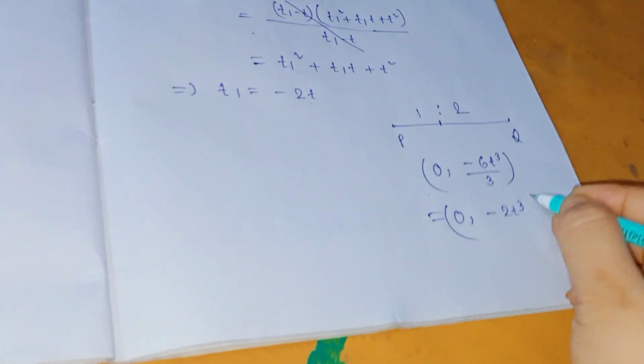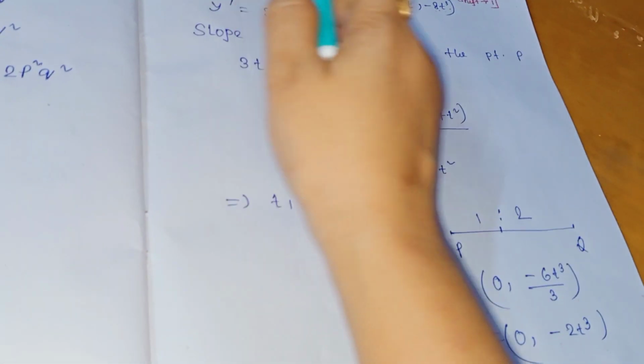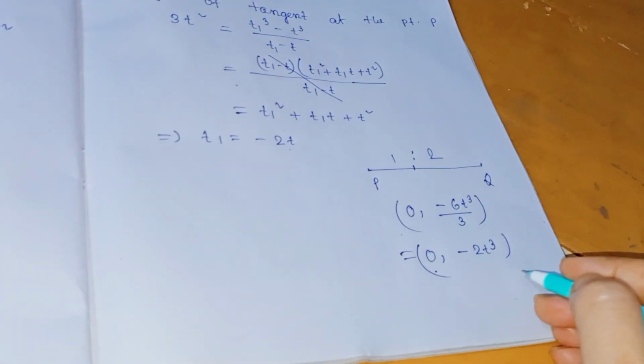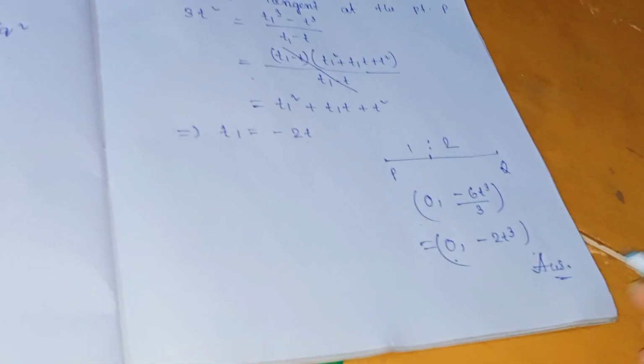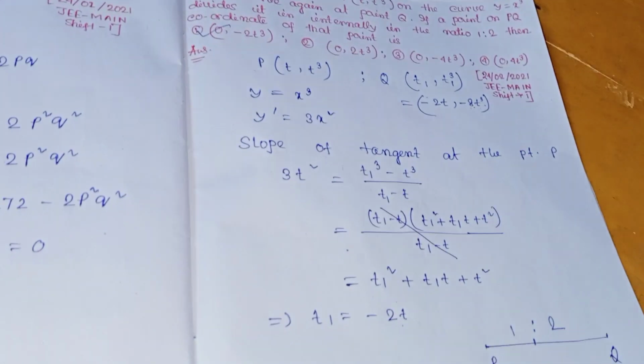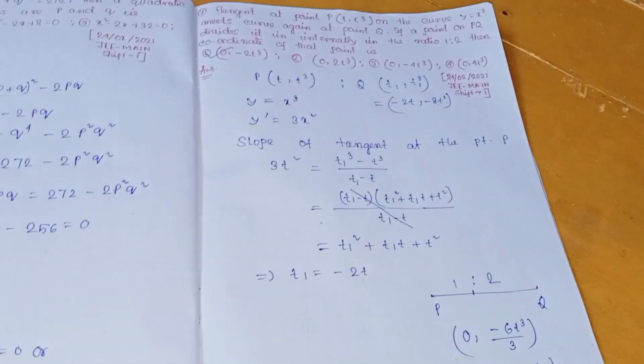So the coordinate of the point is 0 comma minus 2t cube. So it is our required answer, and our option 1 is our correct choice. So here is the whole solution of question 7.